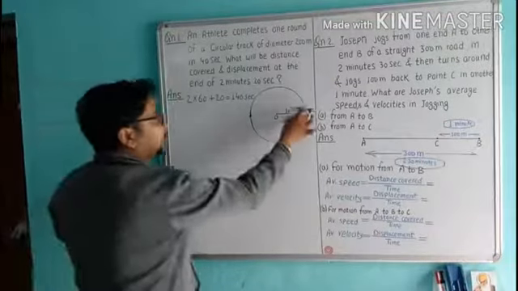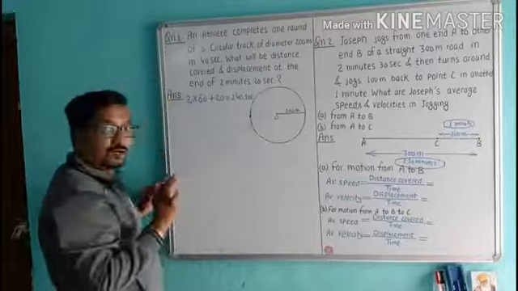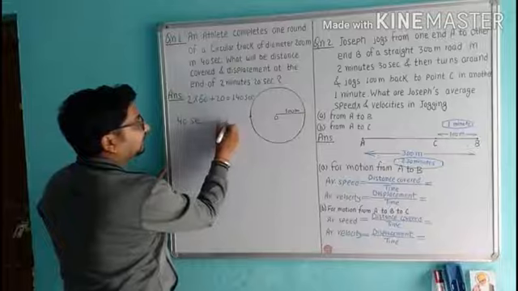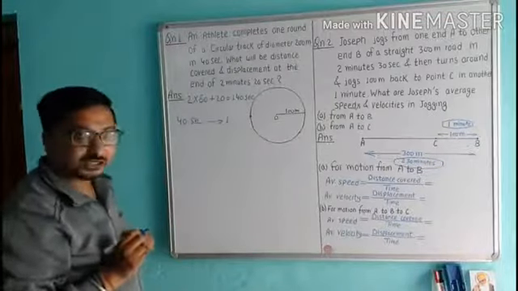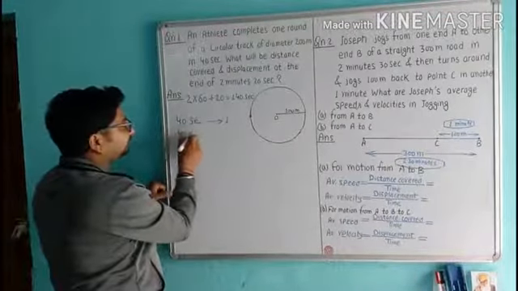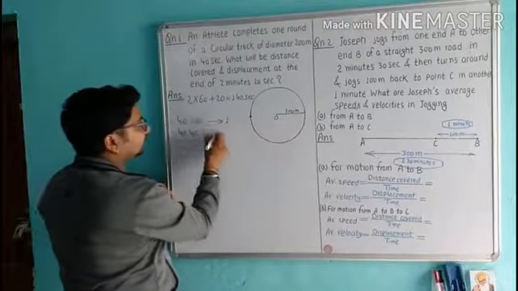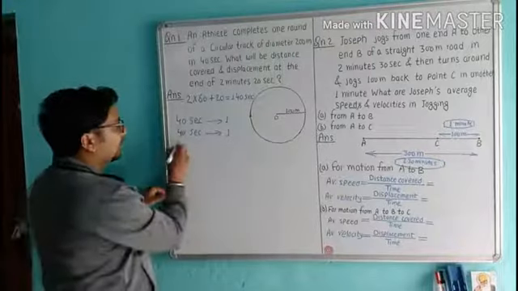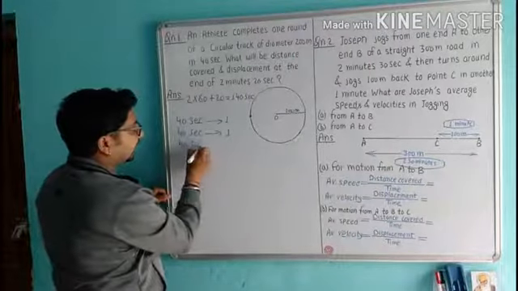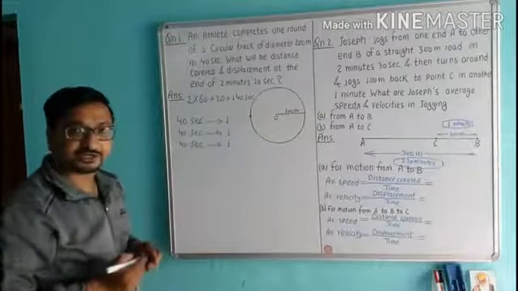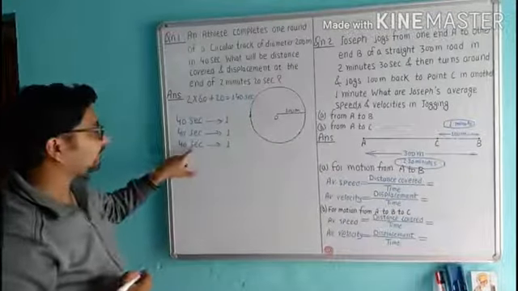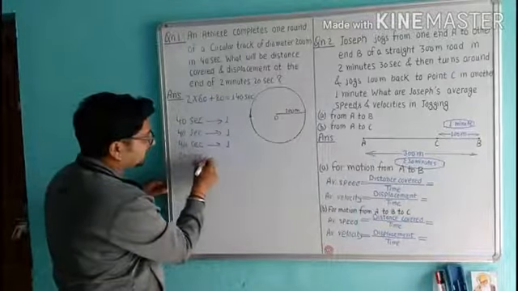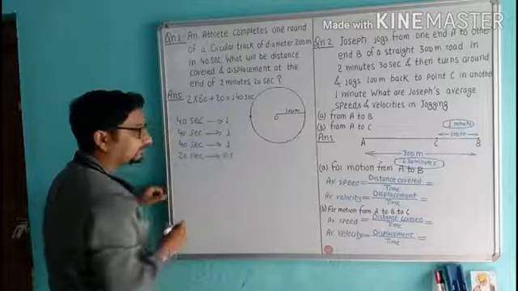In 40 seconds, the athlete completes one round of this circular track. Next 40 seconds, the athlete completes the next round. Next 40 seconds, the athlete completes one more round. In 40 seconds, if the athlete completes one round, that means in 20 seconds, the athlete completes half a round.